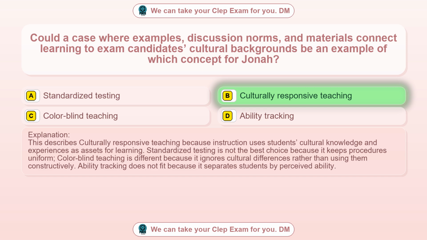This describes culturally responsive teaching because instruction uses students' cultural knowledge and experiences as assets for learning. Standardized testing is not the best choice because it keeps procedures uniform. Colorblind teaching is different because it ignores cultural differences rather than using them constructively. Ability tracking does not fit because it separates students by perceived ability.